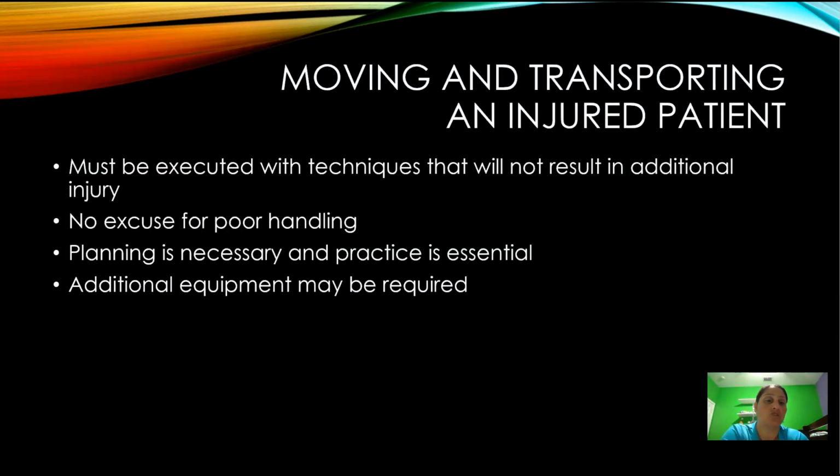Okay, now moving and transporting an injured patient. So first we need to make sure that we've done the primary survey. Okay, so they have their ABCs, there's no profuse bleeding, there's no shock. The next, we want to make sure that there's no fractures or dislocations. If there is, we need to splint them. If not, and even if we have splinted them, we still might be able to do some of these other handling techniques. We need to make sure that we practice these, because there's absolutely no reason for poor handling. There could potentially be additional equipment required, and we'll go over that when we talk about spine boarding, which is the very next one.